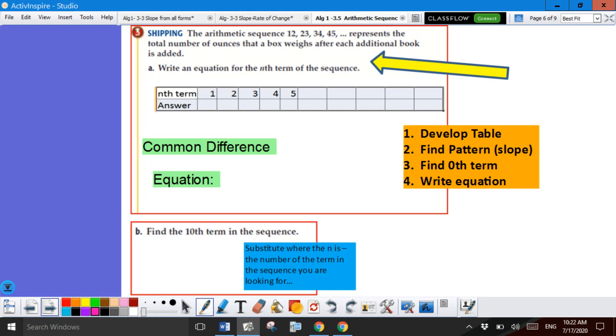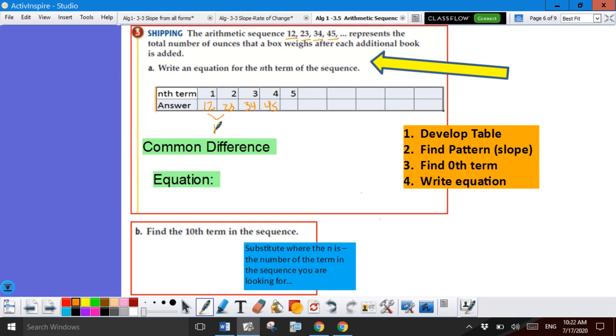So to make a table, we're going to start with 1, 2, 3, 4, 5, or however many that you have. And we're going to place these numbers in the right spots. So the 12 is my first number. So the first number always goes in the 1 spot. Then I have a 23. Then I have a 34, and I have a 45. And it wants me to get the 5th term, so I probably better figure out my pattern.